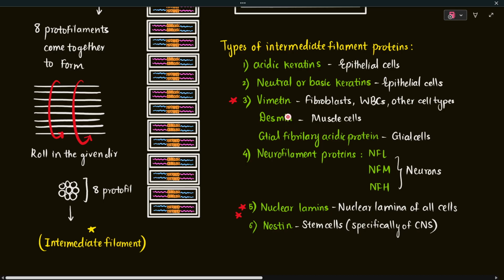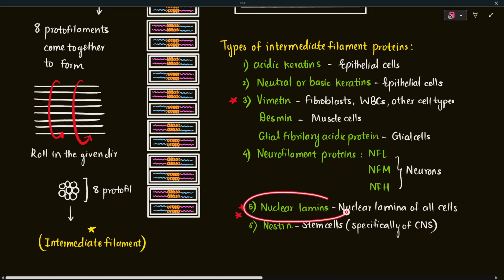Then there is another protein known as desmin. It is found in muscle cells. Then there are glial fibrillary acidic proteins, which are found in glial cells. All of those are intermediate filament proteins. And then there are certain intermediate filament proteins found in neurons, such as NFL, NFM, and NFH. Collectively, these are also referred to as neurofilament proteins.